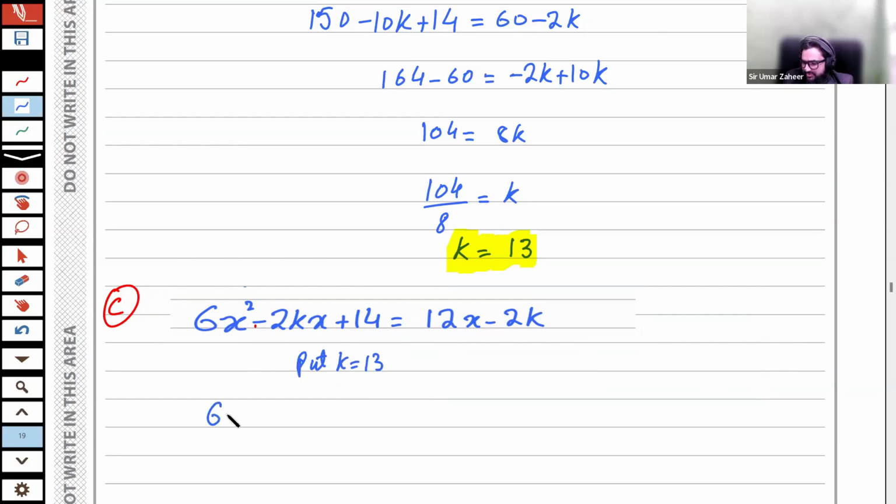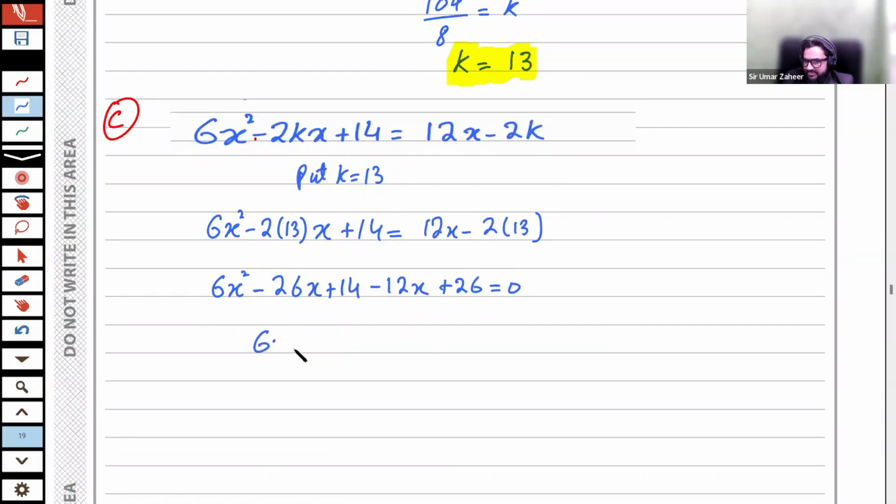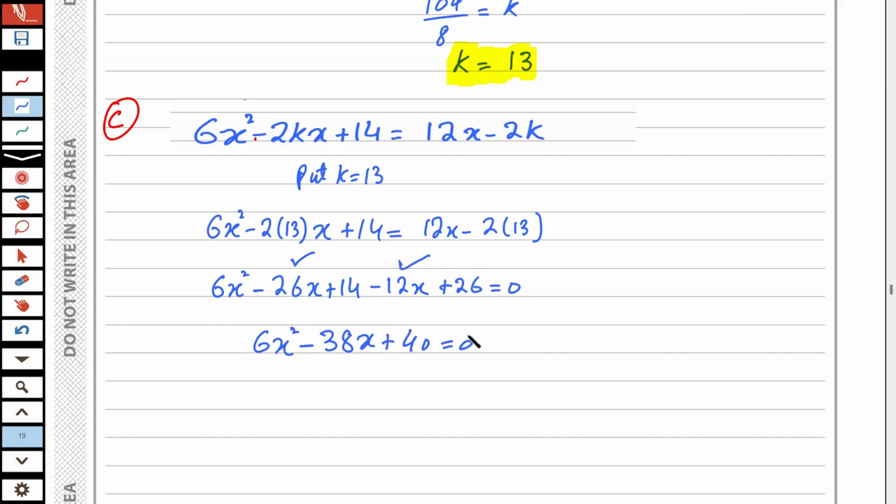So substitute the value here, it will be 6x squared minus 2 into 13 into x plus 14 is equal to 12x minus 2 into 13. So it will be 6x squared minus 26x plus 14. It will be minus 12x. It will be plus 26 on the other side is equal to 0. So we'll get 6x squared minus 26x minus 12x, that is minus 38x, and 14 plus 26, that will be 40, is equal to 0.